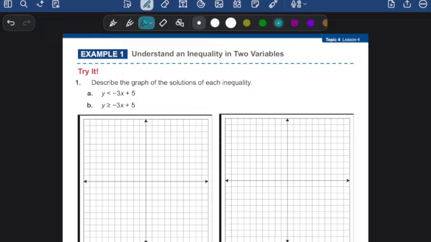Try it number 1. Describe the graph of the solutions of each inequality. Let's describe it, and then let's go ahead and try graphing it also. You can see they're written in slope-intercept form. Let's identify the slope. The slope for the first one is negative 3. The y-intercept is positive 5.